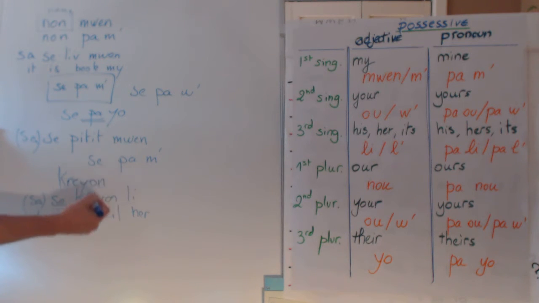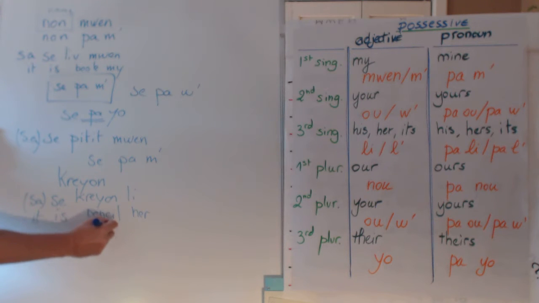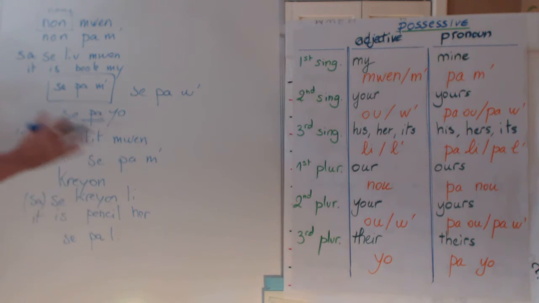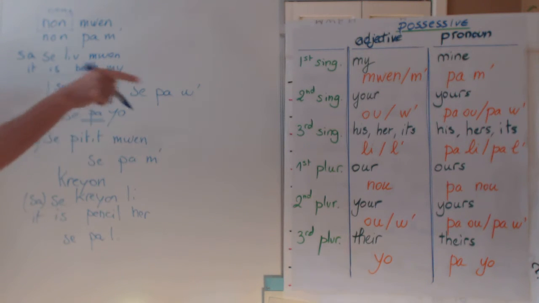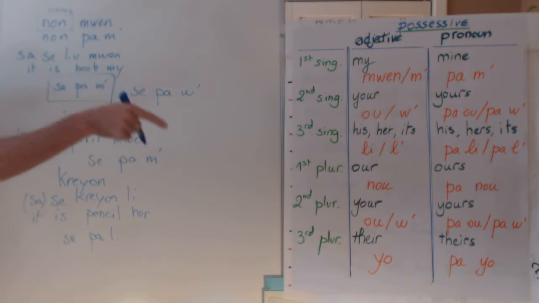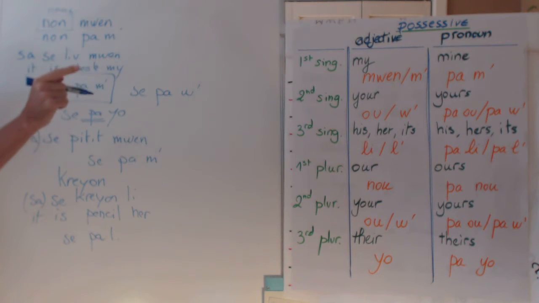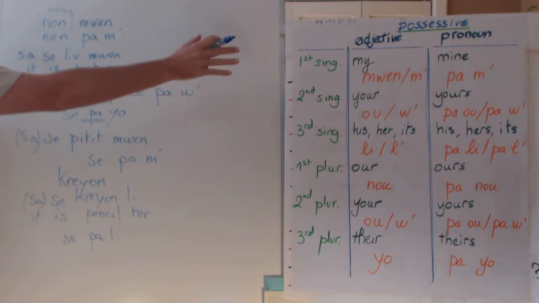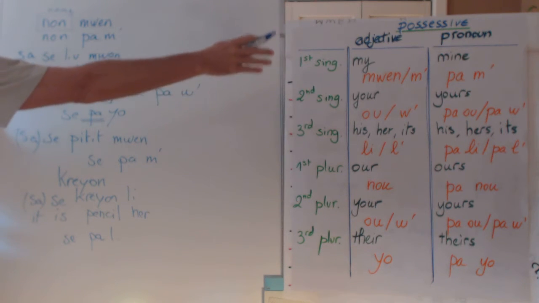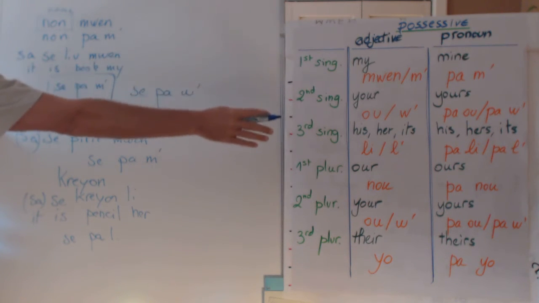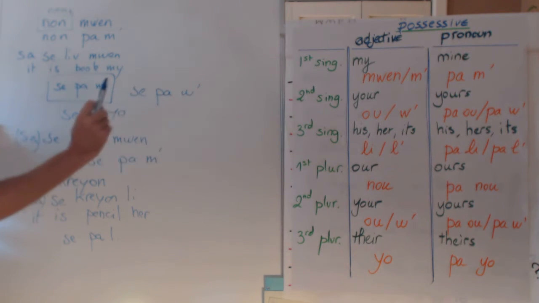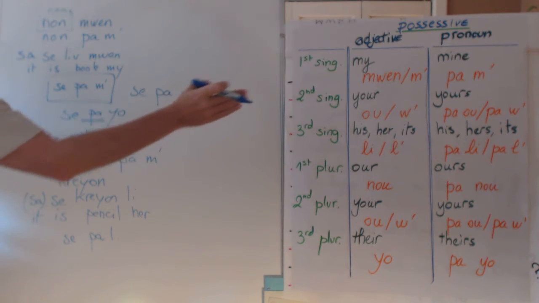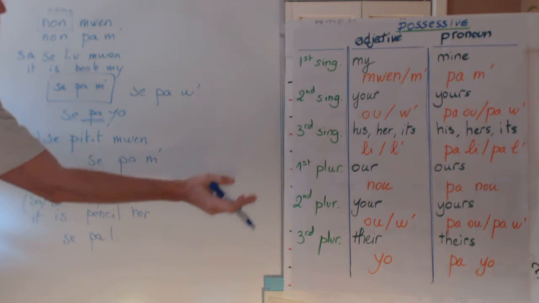And now we want to say it's hers. C'est pali. See the point? If there is a discussion on the ownership, finally we say it's hers, it's his. C'est pali. It's yours. C'est pau. It's mine. C'est pam. Now we understand how to use moi, ou, li, nou, ou, yo, and pam, pau, pali, panou, pau, payo.